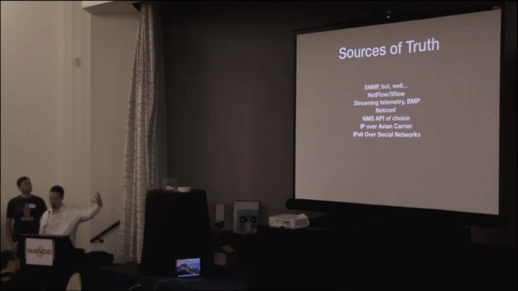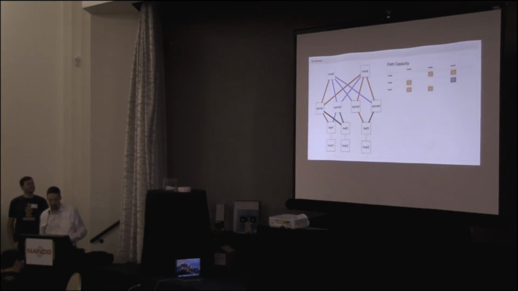We talked about the different sources of truth. SNMP is great. We can also pull from things like NetFlow, streaming telemetry, and so forth to be able to account for exotic types of links like IP over avian carrier, IPv6 over social networks. This is a screenshot of the mock-up we did of that dashboard. If you squint, you see in the upper right-hand corner the path capacity is that grid I talked about.